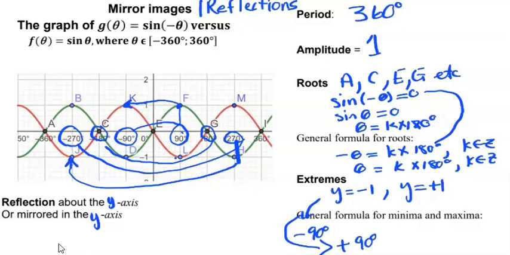D was minus 90, now it's at plus 90. It was at 270, now it's at minus 270. Similarly, the maxima were previously at 90 degrees, and now they will happen at minus 90 degrees. The other maxima was at B at minus 270 degrees, but now the new maxima will be at plus 270 degrees. So that is the mirror images or reflections about the y-axis.